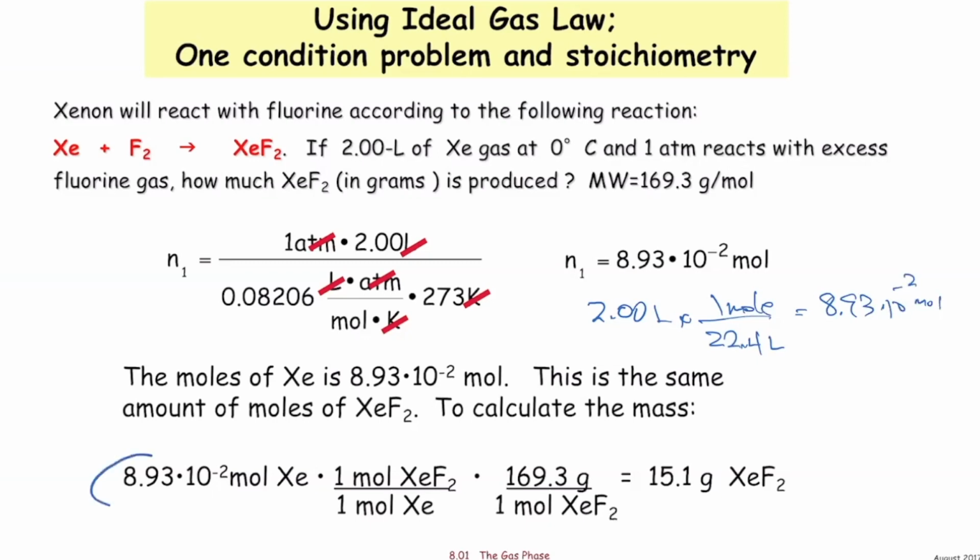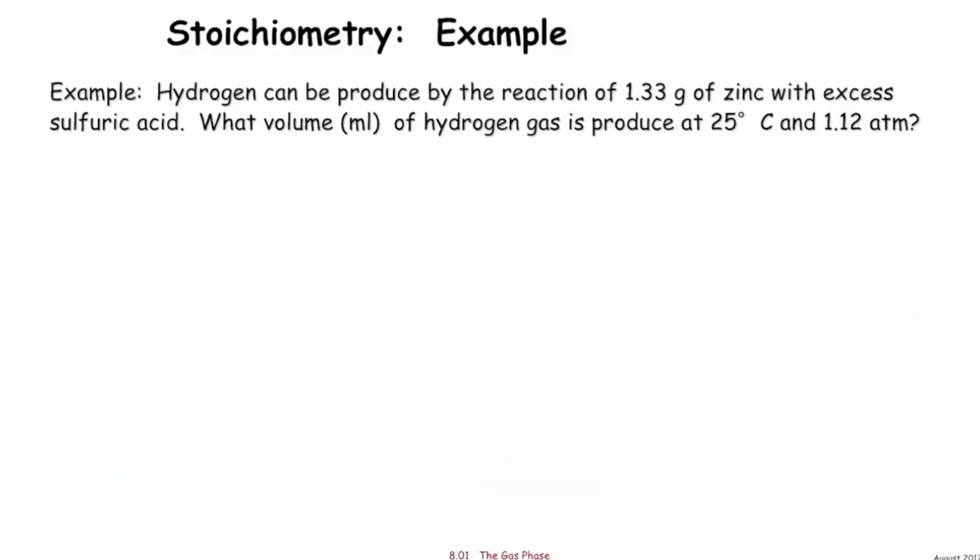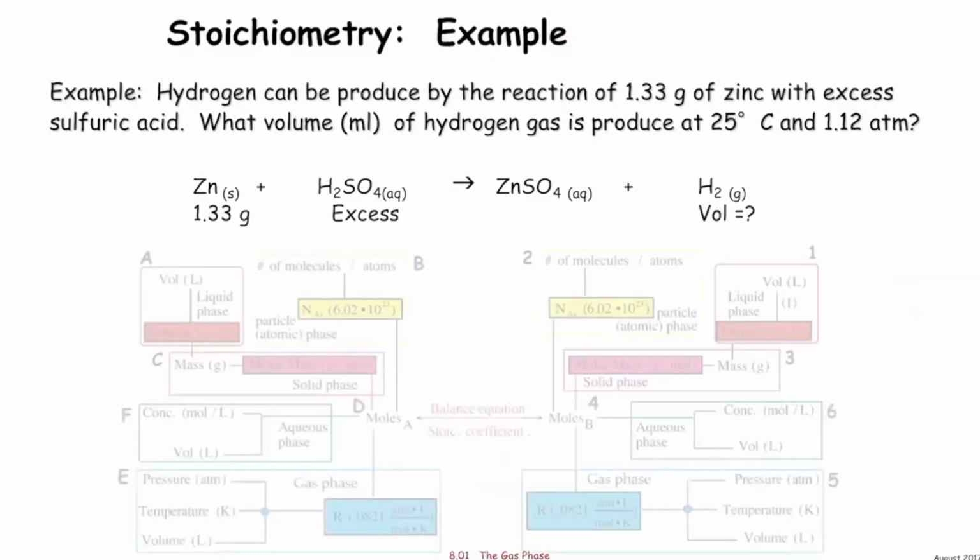Now that we have the moles, then we can use stoichiometry. We know that for every 1 mole of xenon that is used, we produce 1 mole of xenon difluoride. The molar mass of xenon difluoride is 169.3. So when we do this dimensional analysis, the moles of xenon cancel, the moles of xenon difluoride cancel, and we get the mass of xenon difluoride. That's the stoichiometry. So when you're dealing with stoichiometry, use this to get moles. Once you have that, then we're back in chapter 7.